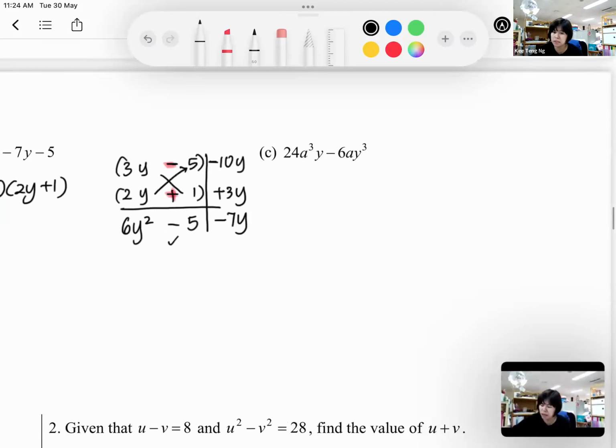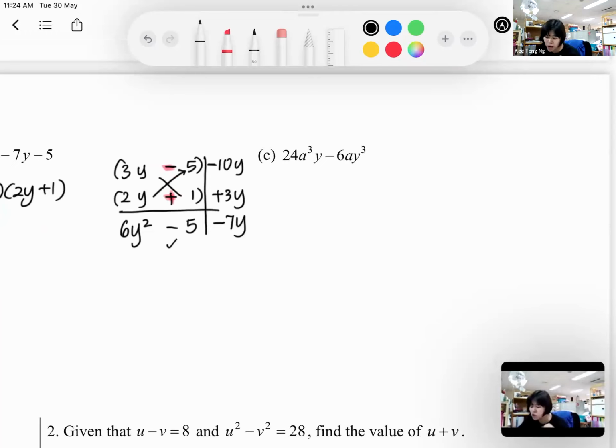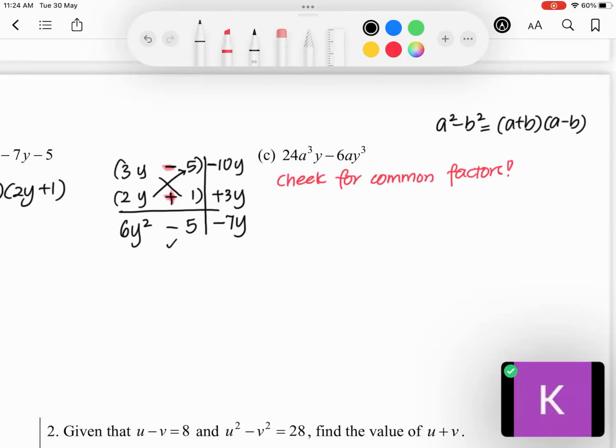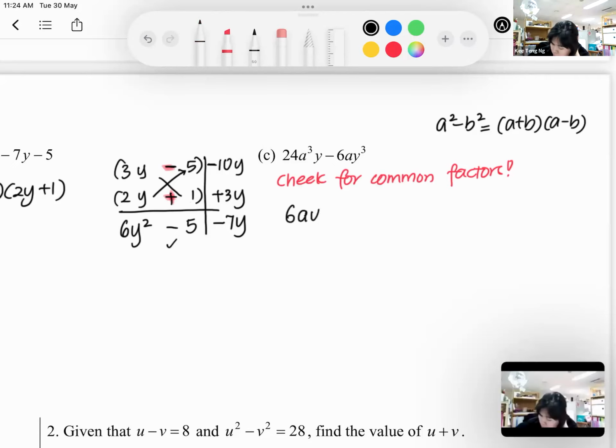Next part, last but not least, this one, the moment you see this, try to think of the a square minus b square identity to give you a plus b, a minus b. Not all the time we can use, but we try to check because it's a common question over here, right? So firstly, let's check for common factors. What's the common factor? 6AY. 6AY. Thank you very much.